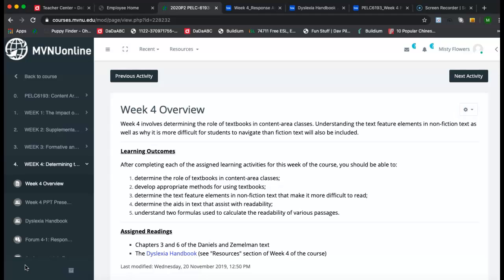By the end of the week, you will be able to determine the role of textbooks in content area classes, develop appropriate methods of using textbooks, determine the text feature elements in nonfiction text that make it more difficult to read, determine the aids in text that assist with readability, and understand 2 formulas used to calculate the readability of various passages.